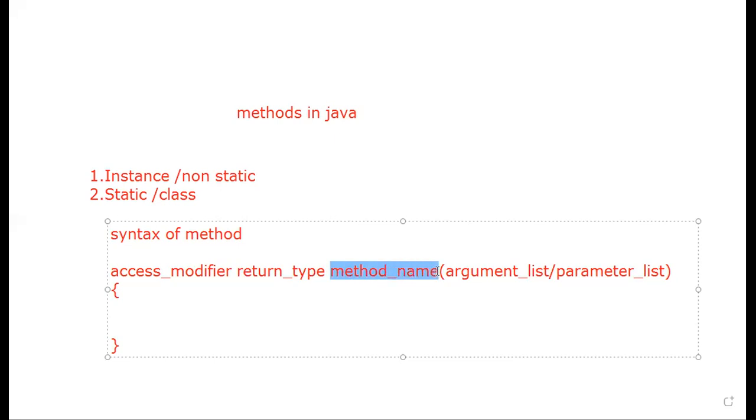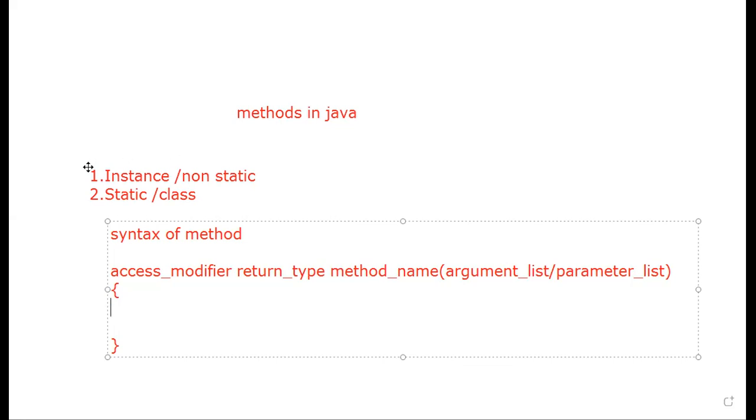Next is the method name. A method name should be a verb and it starts in lowercase. The first letter should be lowercase, guys. If we use two words for the method name, then the second word's first letter should be capital, meaning we use camel case for method names. We can't start with numbers. Then the method body: inside the method body we can write whatever logic we want.